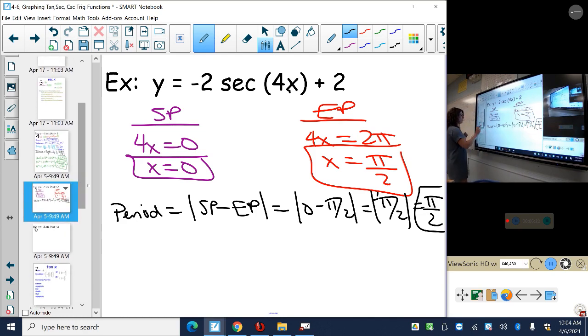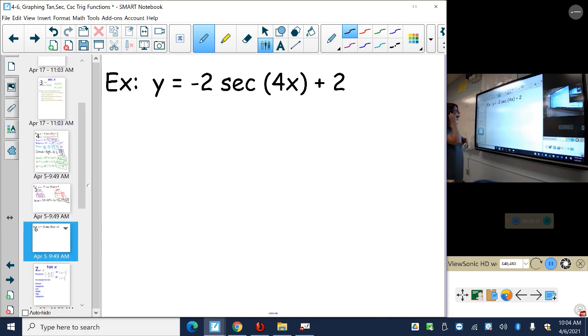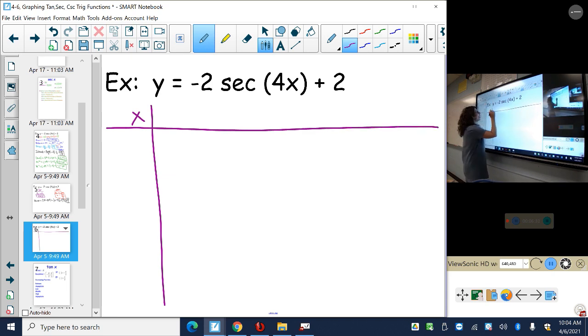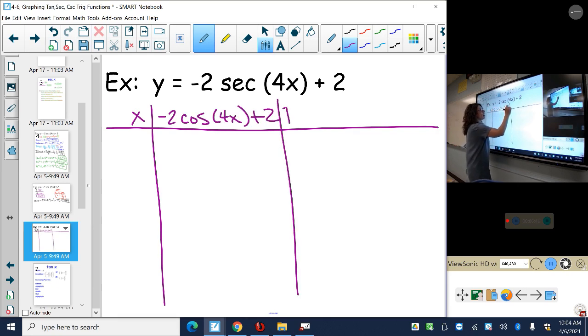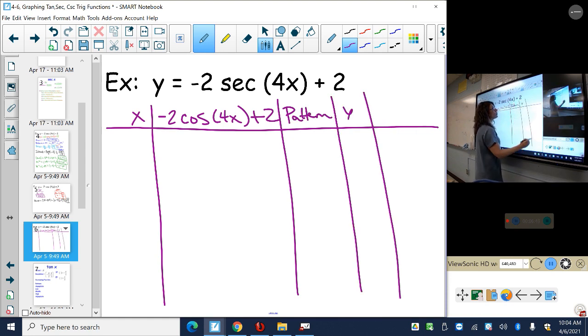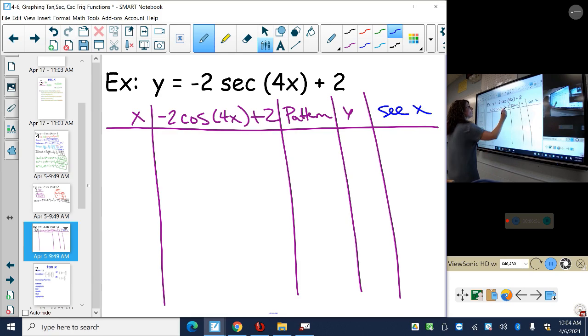Okay, so now with that being said, I need to go ahead and do my XY table. So if I'm doing my XY table, now this is where things get a little bit shaky. I need to graph the cosine, not the secant. My pattern, then I have my y values, and then I have my secant graph, okay? I have my secant graph that I'm going to graph at the end.